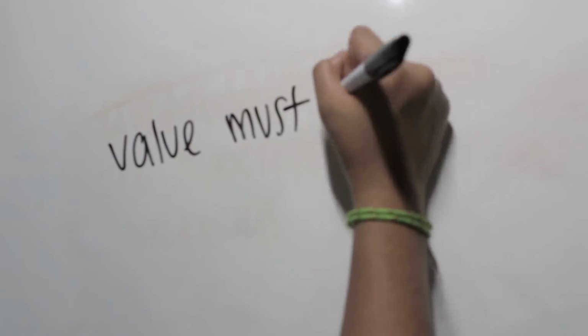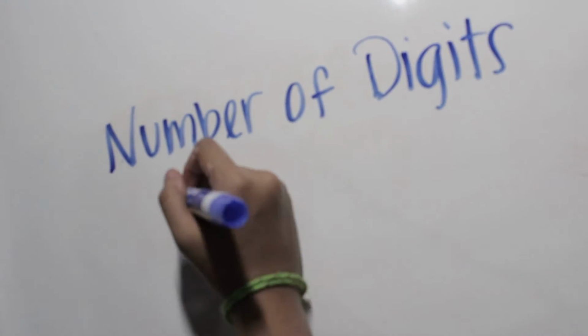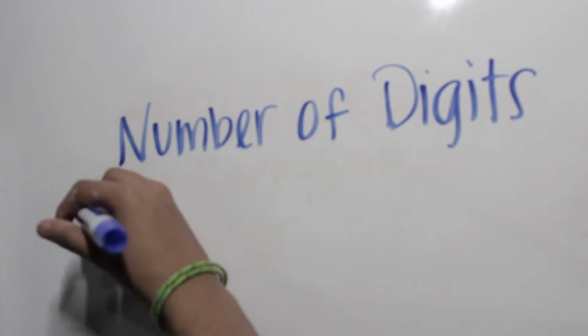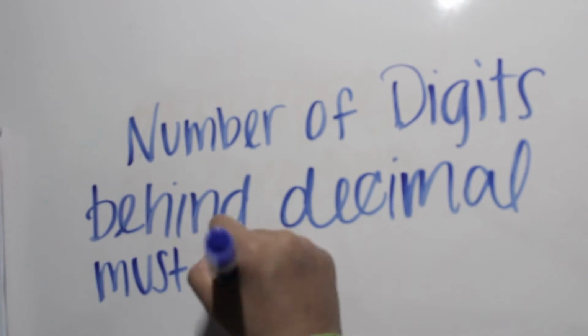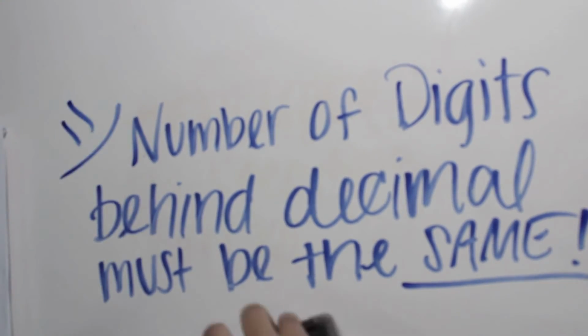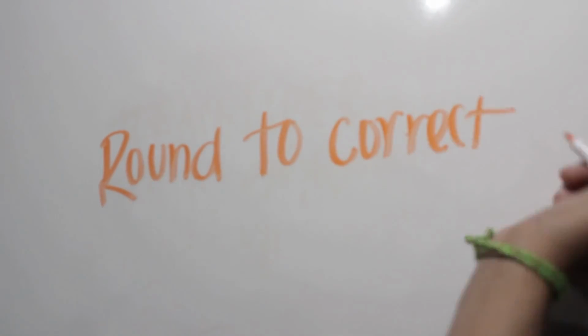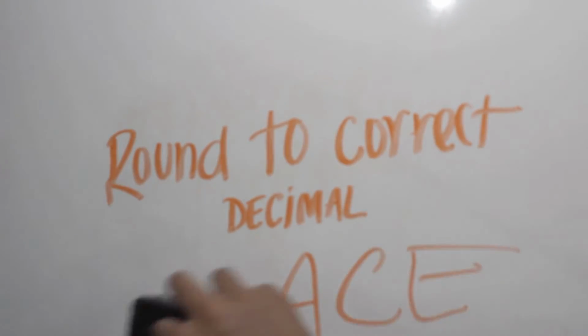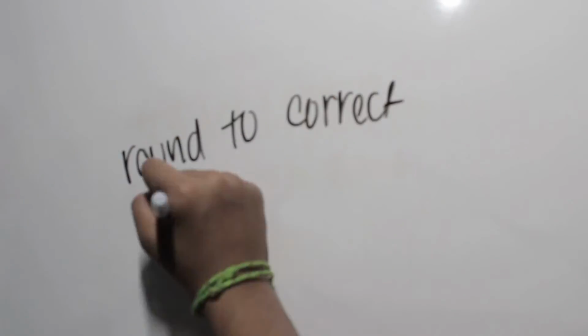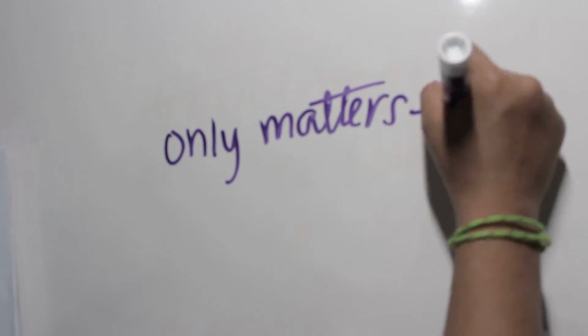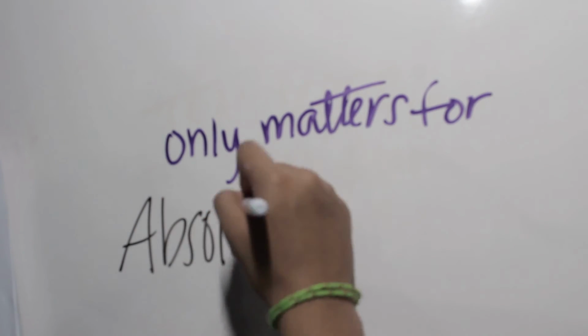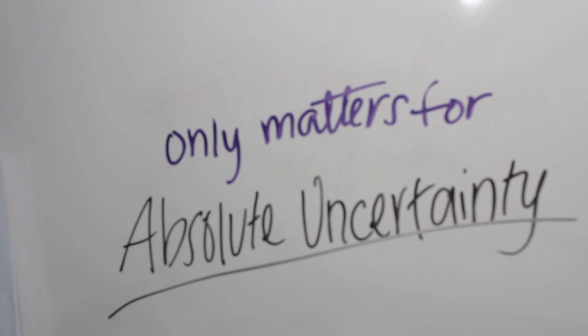Earlier I mentioned that the value had to match up with the uncertainty, and by that I mean that the number of digits behind the decimal in the value must be equal to the number of digits behind the decimal in the uncertainty. So in order to have the correct answer, you must round to the decimal place that the uncertainty is pointing out. Now remember, you only have to worry about these with absolute uncertainties and not with percent uncertainties, so keep that in mind.